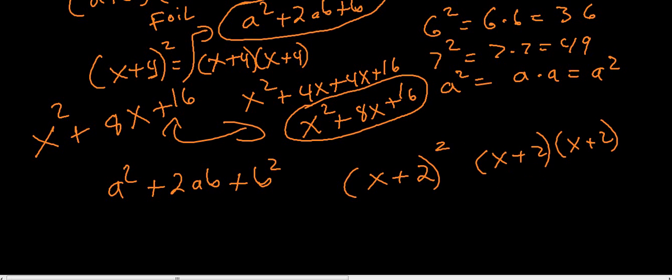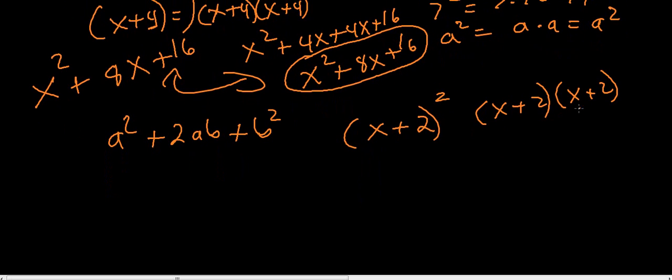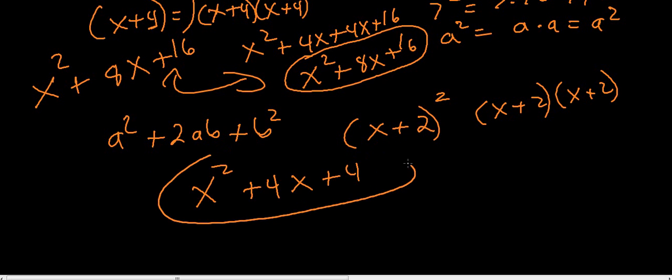So using our formula here, you take your first number and square it. You take this number here and double it, which would be 4. Multiply those two numbers together, so it'll be 4x, plus 4 squared, which is 16. That's it. Let's look at another example.